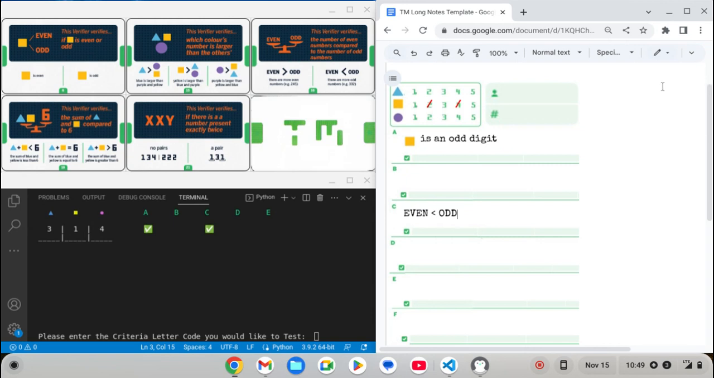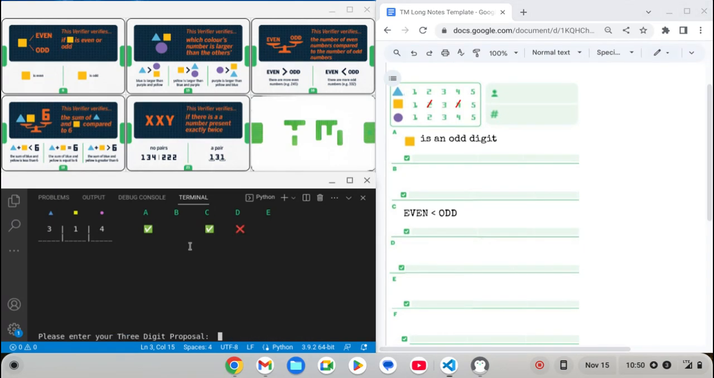And so what can we say? Well, we've already established that square is odd. So at a minimum, we need 2 odds. So either triangle or circle, one of those must be odd. Now the other could be odd, or it could actually be an even digit. So let's see. I think I'm going to test criteria card D next.